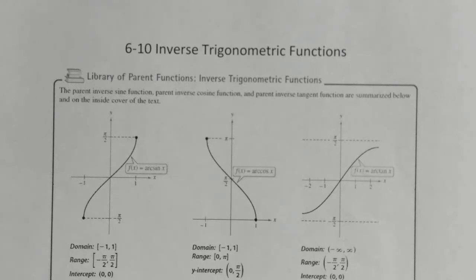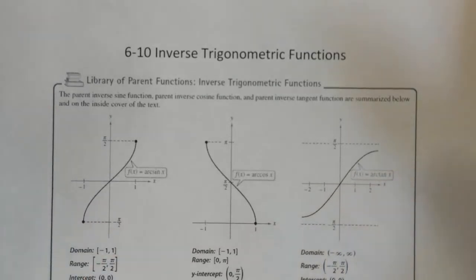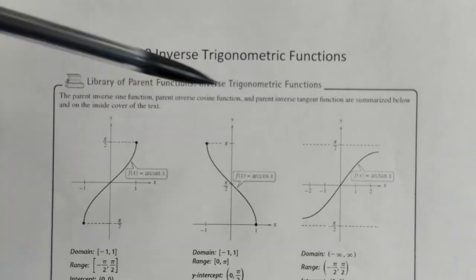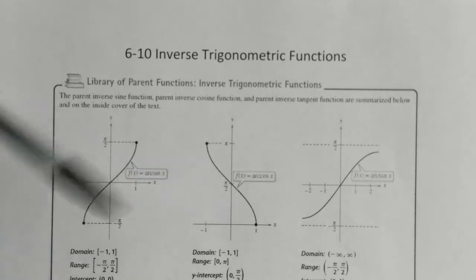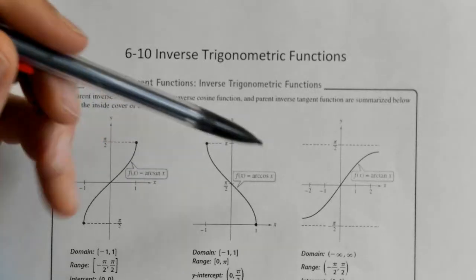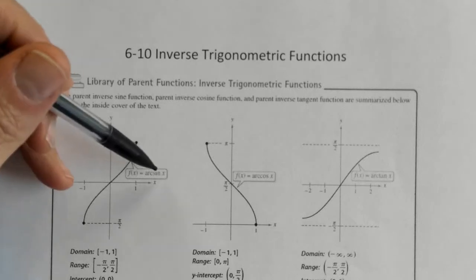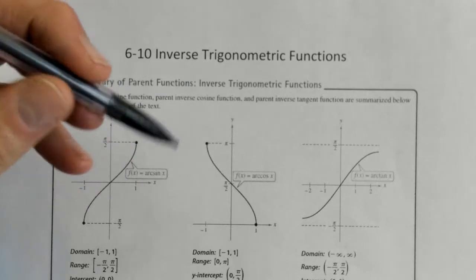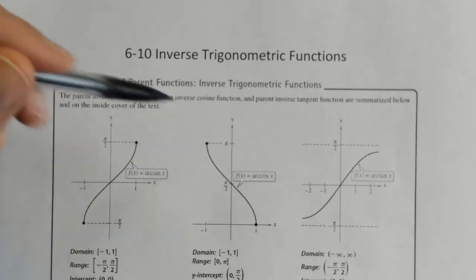Okay guys, in this section 6-10, we're looking at the inverse trigonometric functions, and the first thing that we come to here is a table that gives us the sketches of the graphs of inverse sine, inverse cosine, and inverse tangent. Inverse tangent and arctangent are the same thing. You can call it the inverse function or the arc function. They mean the same thing.